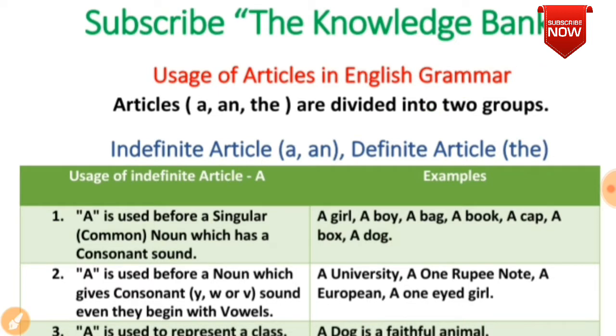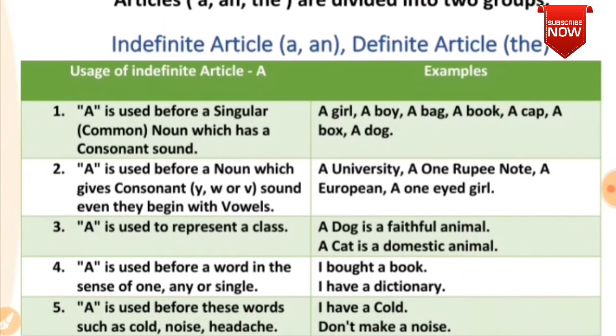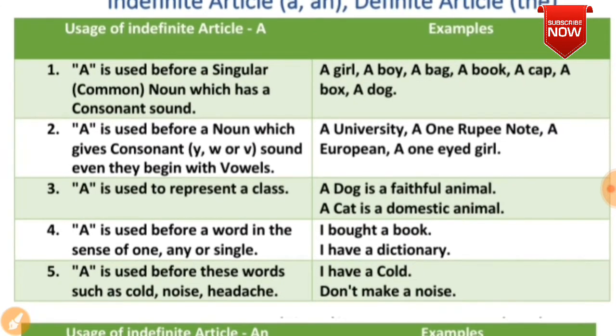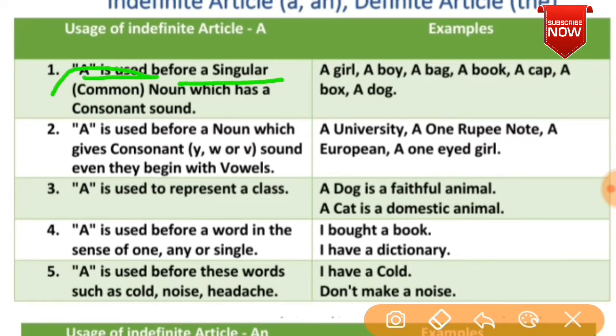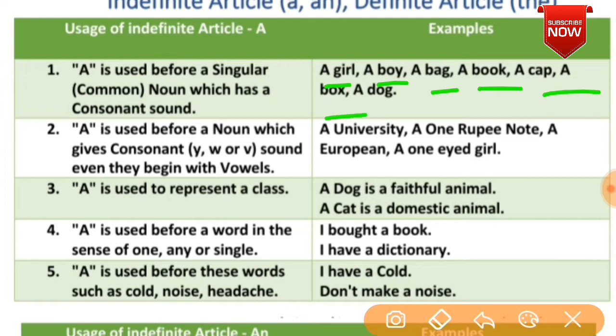So first we'll discuss the basic use of a and an, then we'll discuss some brief usage of a as well as an. You can see here the usage of indefinite article a. Already we know the indefinite article. So where, what and how? You can see here a is used before a singular common noun which has a consonant sound. The basic point is that we have to remember the consonant sound for the usage of a. You can see a girl, a boy, a bag, a book, a cap, a box, a dog.